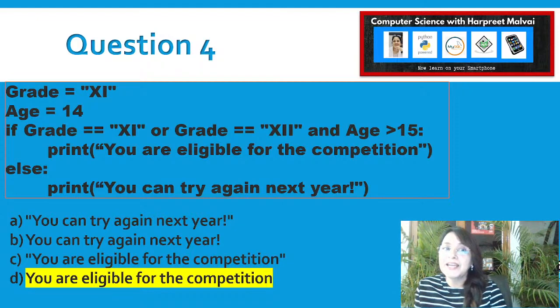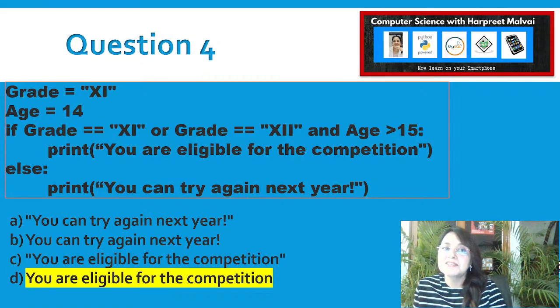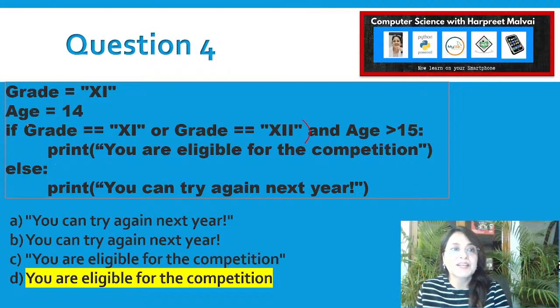So if grade equal to 11 or grade equal to 12 and age greater than 15, it still says you are eligible for the competition because and has higher priority than or. So precedence, you have to go by precedence. So what would be the right thing to do here would have been give a bracket here. All right. Listen very carefully now.